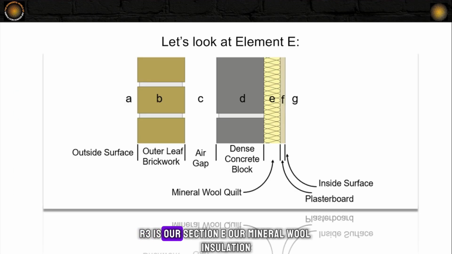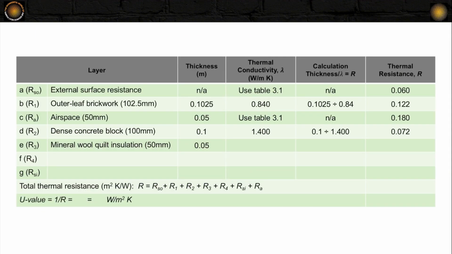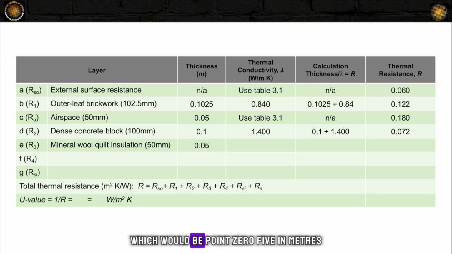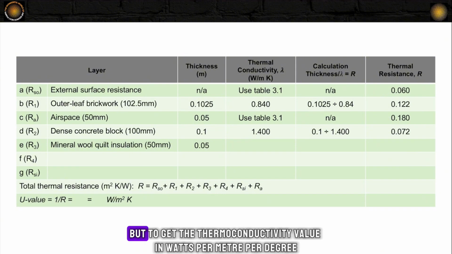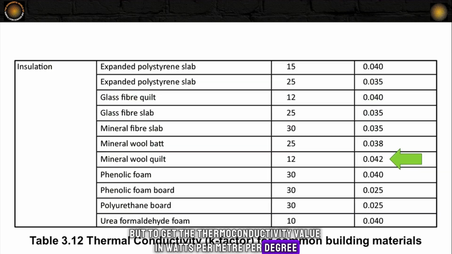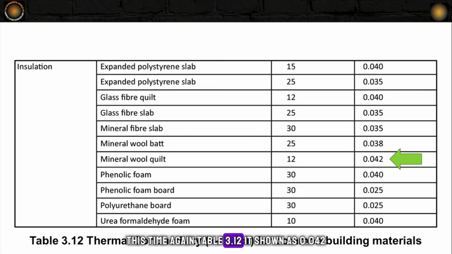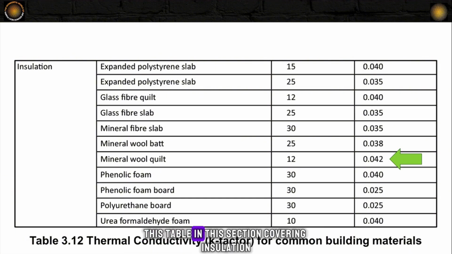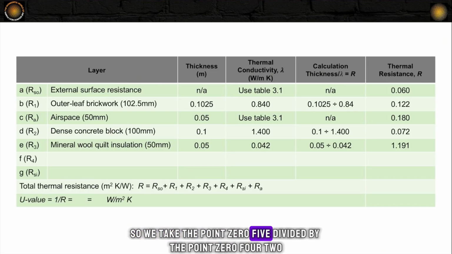R3 is our section E, our mineral wool insulation. Now again, just as an example, I've said that it's 50 mil in thickness, which would be 0.05 in meters. But to get the thermal conductivity value in watts per meter per degree, this time again, table 3.12, it's shown as 0.042. This table in this section covering insulation, as you can see top left. So we take the 0.05, divide it by the 0.042, which gives us a thermal resistance for the insulation of 1.191.